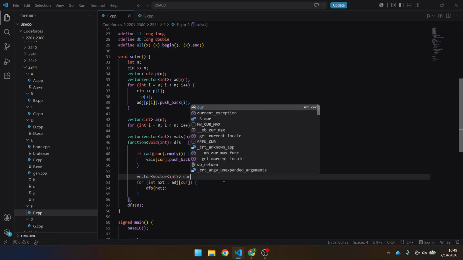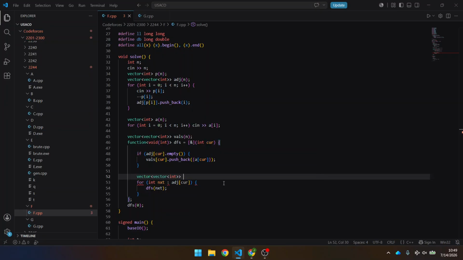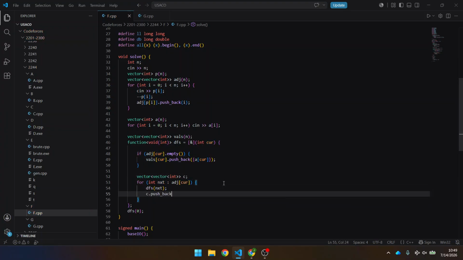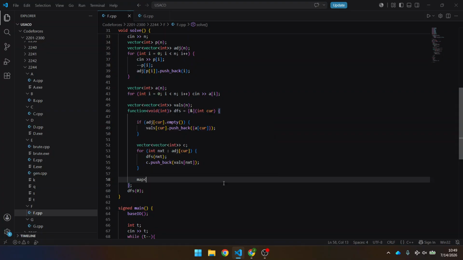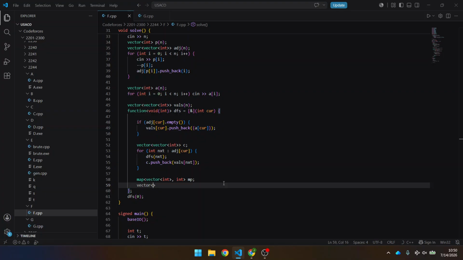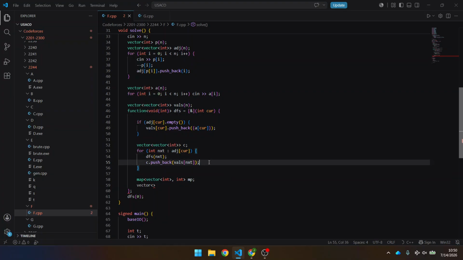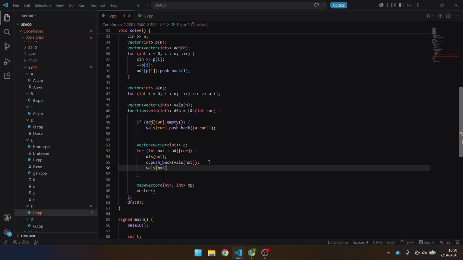Vector. Code, let's write C dot pushback vals. Int next. Okay. Vals. And we don't need vals next anymore. So we can just clear it. Just so we can save memory.